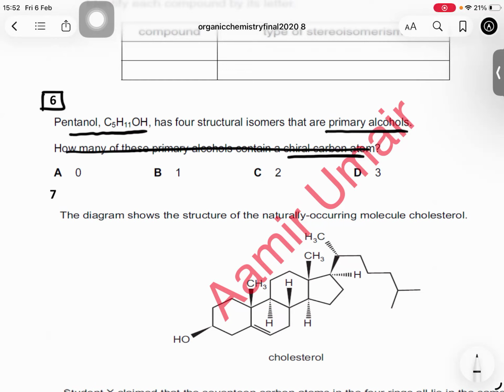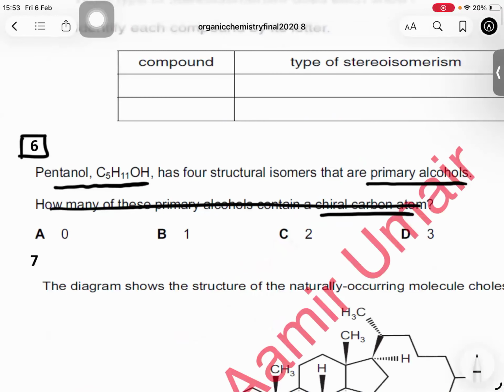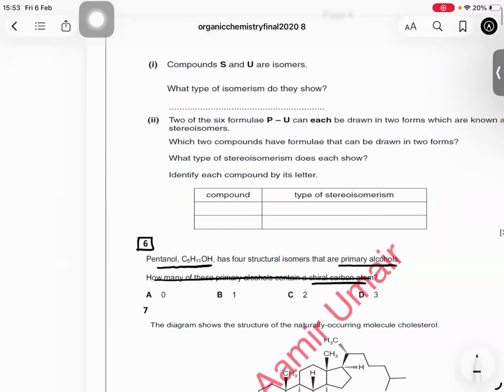If I change the question and ask you to only draw all 4 structural isomers of pentanol which are primary alcohol, I've changed the question. Listen to the question. I'm asking you to draw primary alcohol. Primary, secondary, tertiary, we did now in alcohols and haloalkanes. Should I remind you again? I think you were not there.